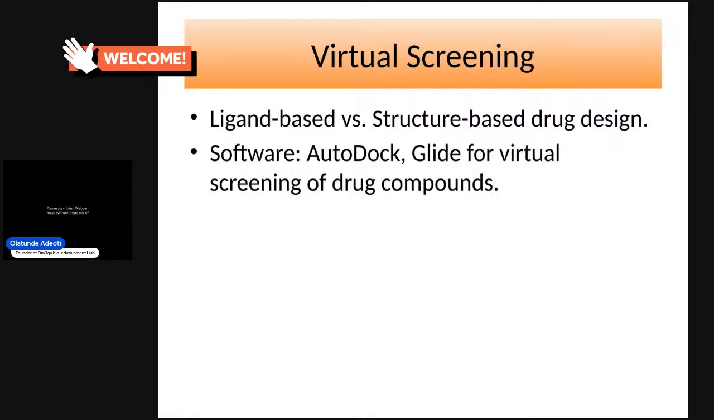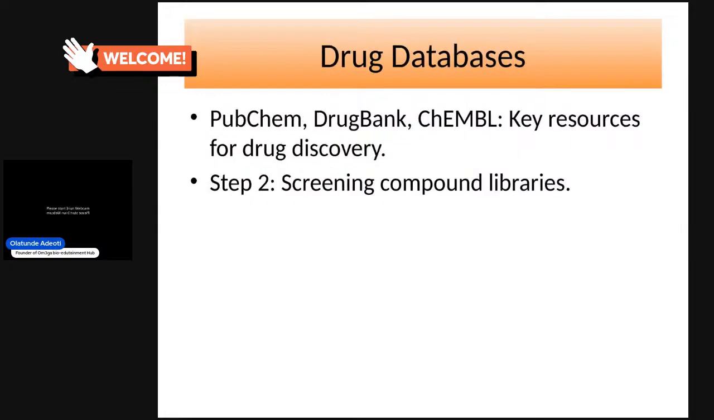Then virtual screening: you use the computer to screen all categories of compounds, you can screen up to 150, as many as possible. Would they be able to be used as drugs? So that is virtual screening. Then the software we are going to use include AutoDock and Glide for virtual screening of compounds. All these are part of what we will use for that.